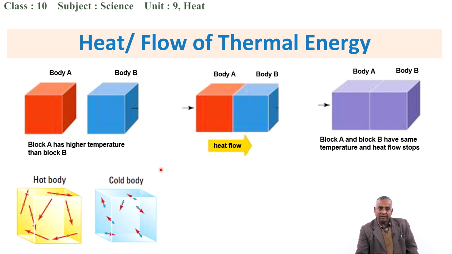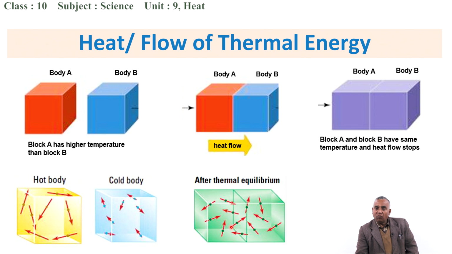Here is a hot body, here is a cold body. Here the molecular average kinetic energy is less, here the average kinetic energy is more. When they are in thermal contact, heat flows until thermal equilibrium. After thermal equilibrium, both have the same temperature and the same kinetic energy. The molecular vibration is not so big, not so small, it is in between. It shows that the temperature of these two is something different, greater than one and lesser than the other.